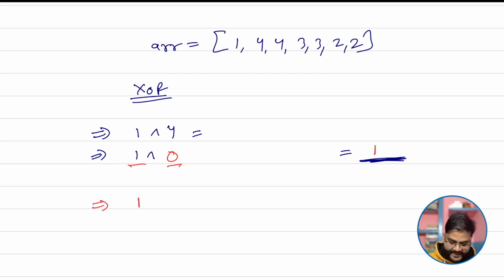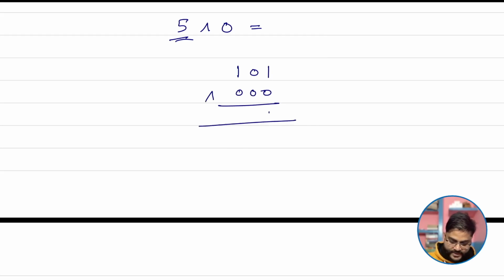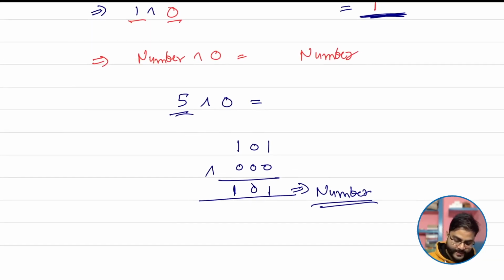So if there is any number and you do XOR with 0, it will give me the same number. How? Let's see. Let's say I do 5 XOR 0. 5 can be written as 1 0 1, and this will be 0. If you do XOR of it, this will be 1, this will be 0, this will be 1. So the same number is written. If you do XOR of any number with 0, it will give me that number only.